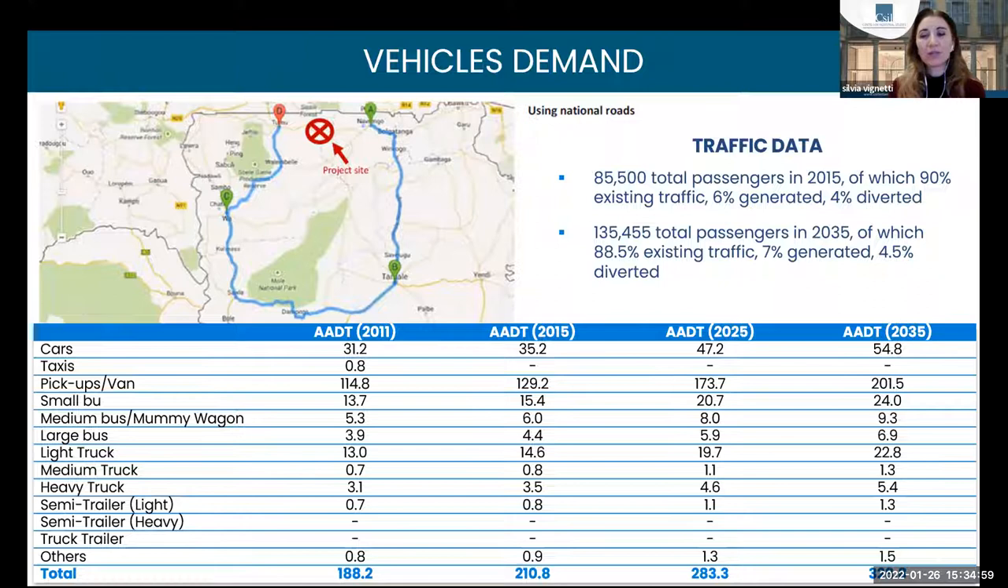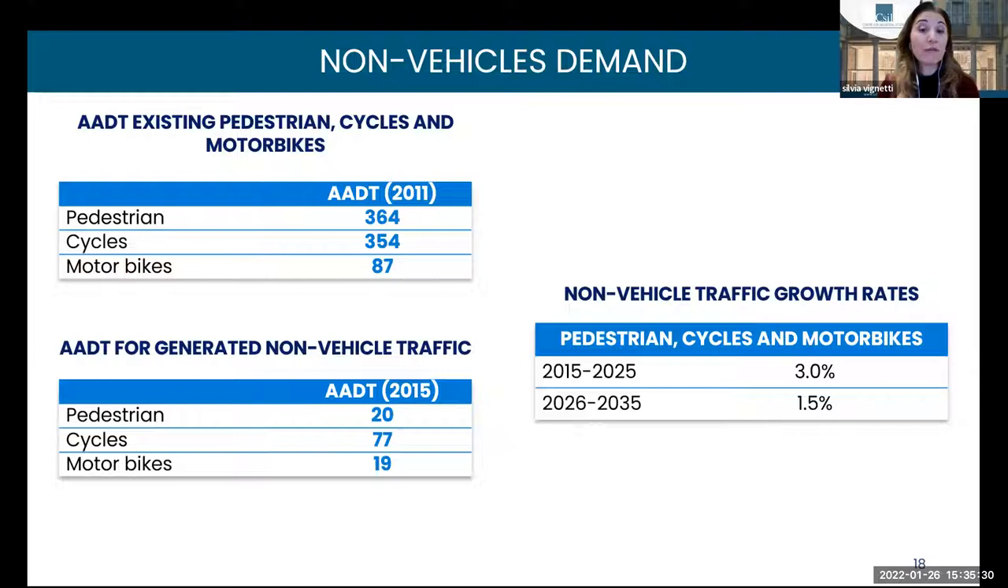AADT stands for annual average daily traffic. So you see the counting, those statistics were provided by the Highway Authority, not only the situation before and during the project construction, but also the projection into the future. We use here a time horizon of 25 years. And you have here the disaggregation of all the different types of traffic. So we have both the vehicle and non-vehicle demand. So we had also the numbers of the pedestrians, the cycles and the motorbikes, which constituted a relevant share of the traffic of this road.